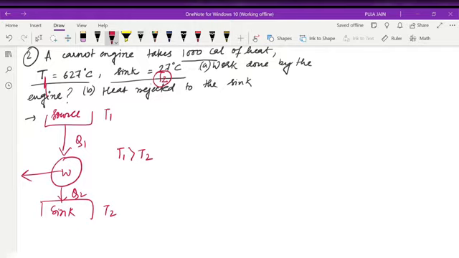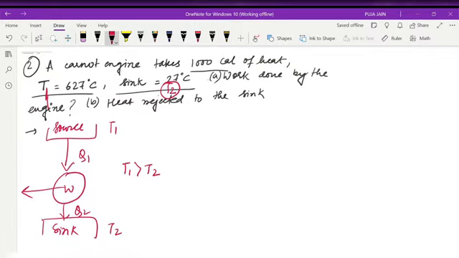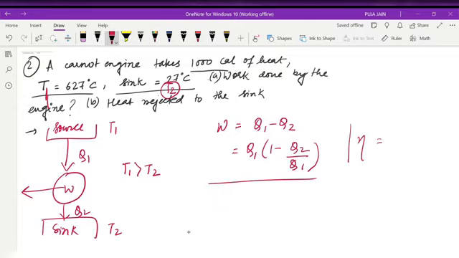You need to find the work done by the engine. We know what work done is: Q1 minus Q2. And we need to find the heat rejected to the sink. If I take Q1 common, I can write Q1 times (1 minus Q2 by Q1). We know efficiency eta is equal to 1 minus Q2 by Q1. So if I calculate eta, then work done is equal to Q1 into eta. This is also a formula.